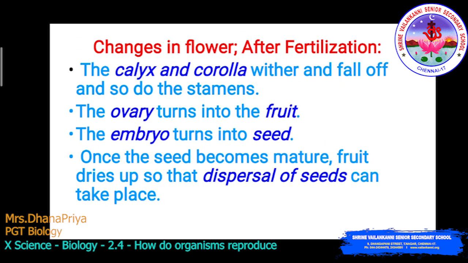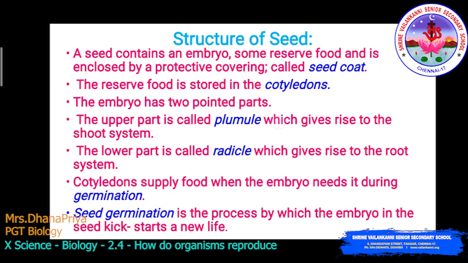Okay, so what are the changes which occur in the flower after fertilization? The calyx and corolla either wither and fall off, and so do the stamens. The ovary turns into the fruit and the embryo turns into the seed. Once the seed becomes mature, the fruit dries up so that dispersal of seed can take place.